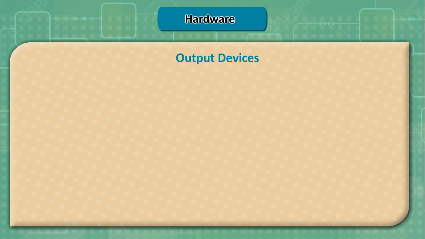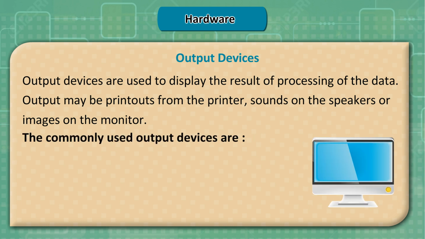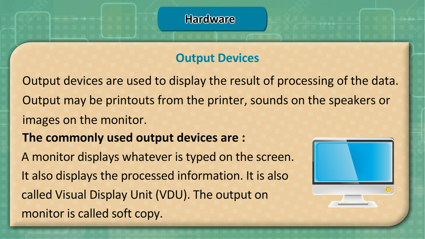Output devices. Output devices are used to display the result of processing of the data. Output may be printouts from the printer, sounds on the speakers, or images on the monitor. The commonly used output devices are: a monitor displays whatever is typed on the screen. It also displays the processed information. It is also called Visual Display Unit, VDU. The output on monitor is called soft copy.